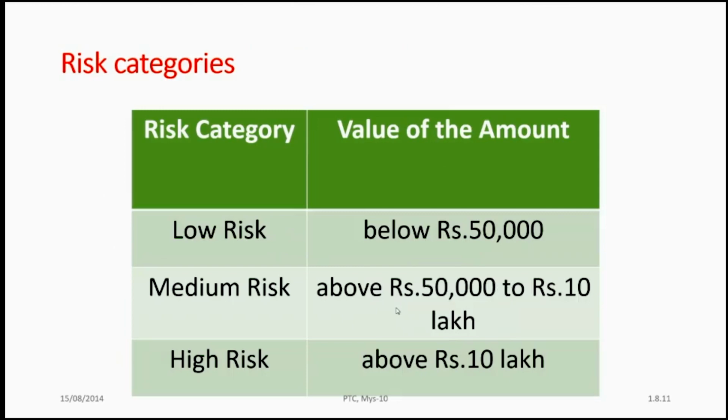For the low risk category, the value of the amount for the depositor should be below rupees 50,000, and for the medium risk category, the value of the amount for the depositor should be above 50,000 and below 10 lakhs. And for the high risk category, if the value of the amount under the depositor's CIF, that is the customer identification file, is over and above 10 lakh, then it will come under this high risk category. So these are the three risk categories under the KYC, know your customer norms.